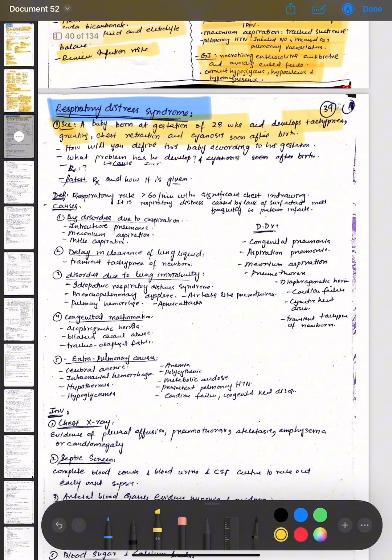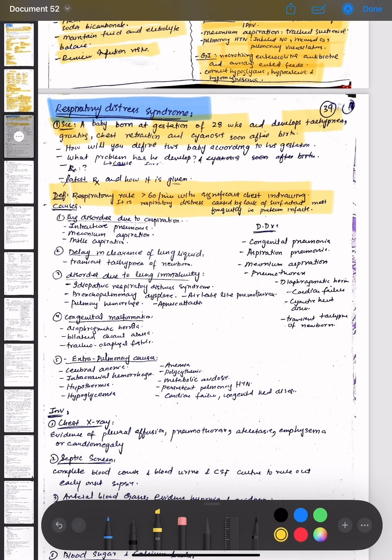The diagnosis is respiratory distress syndrome, and the definition is a respiratory rate greater than 60 per minute with significant chest indrawing caused by lack of surfactants, most frequently in preterm infants. Okay, what is respiratory distress syndrome? It is a respiratory rate greater than 60 per minute with significant chest indrawing, and it is respiratory distress caused by lack of surfactants, most frequently in preterm infants.